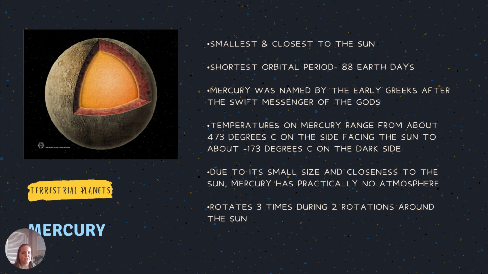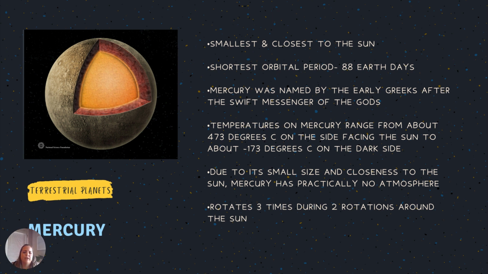Temperatures on Mercury range from about 473 degrees Celsius on the side that faces the sun and negative 173 degrees Celsius on the dark side. So that's the side that faces the rest of the planets, essentially, and it never actually faces the sun.